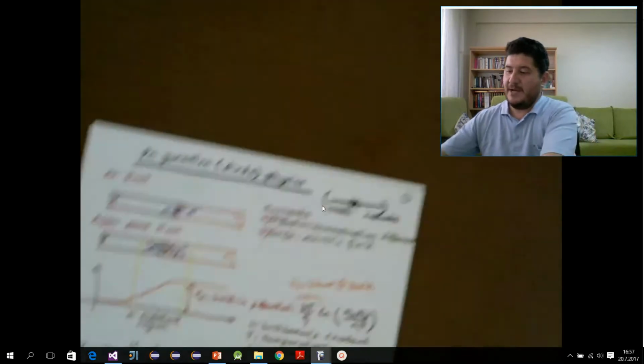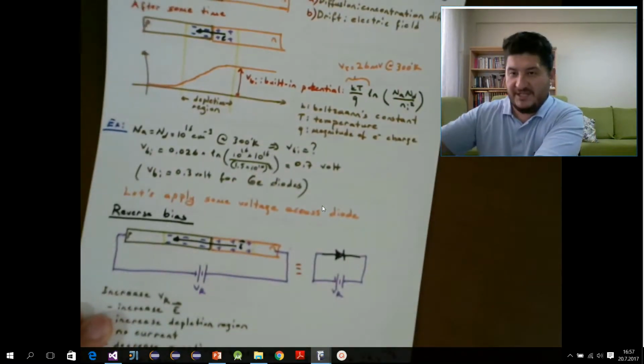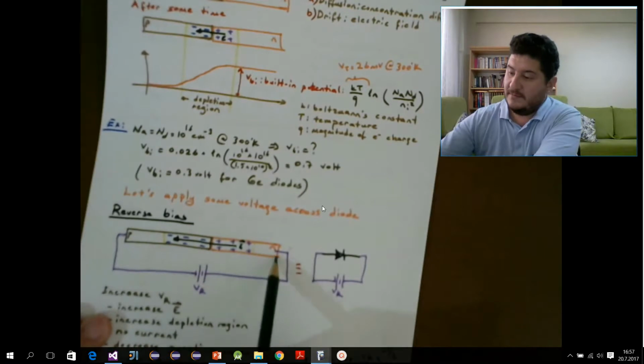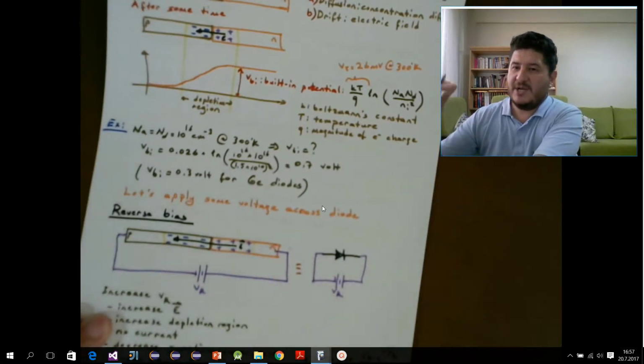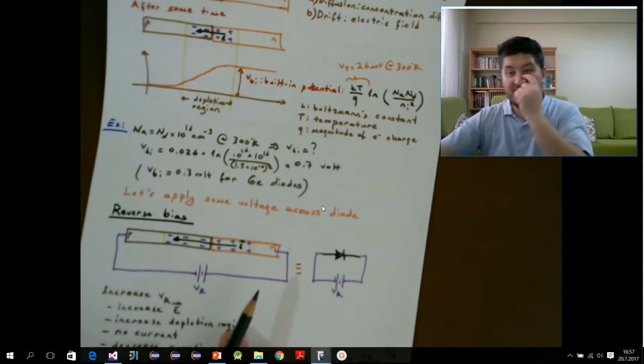Now of course we cannot raise this voltage to infinity. At some point this depletion region will go all the way here. Now if we try to increase the voltage more, all we will be doing is breaking the diode, and this will be non-reversible. So if we just break the diode, we will not be able to use that diode anymore.